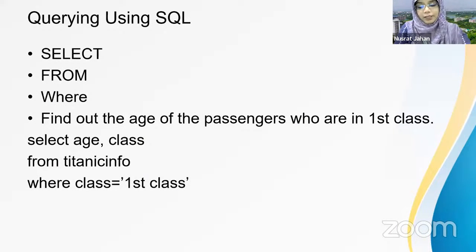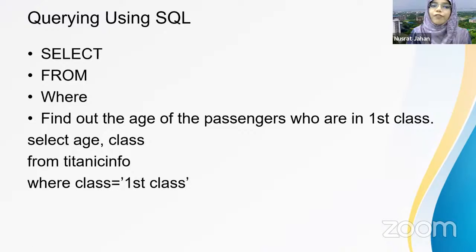For querying our data and doing analytics using SQL, we have to use the select command, the from command, and the where command. Select is used to identify the attributes. From is used for identifying the table, and where is used for the condition.